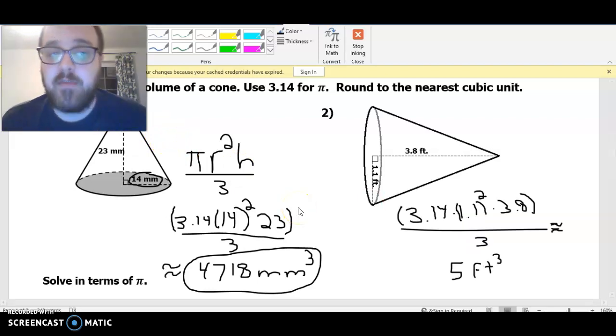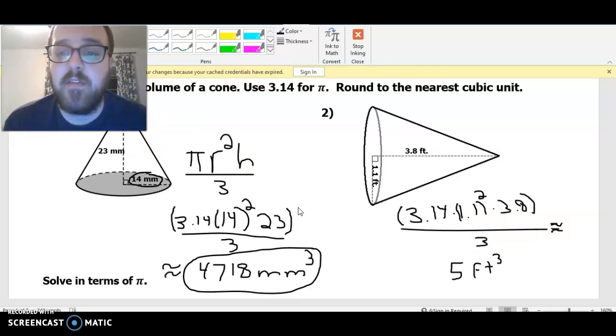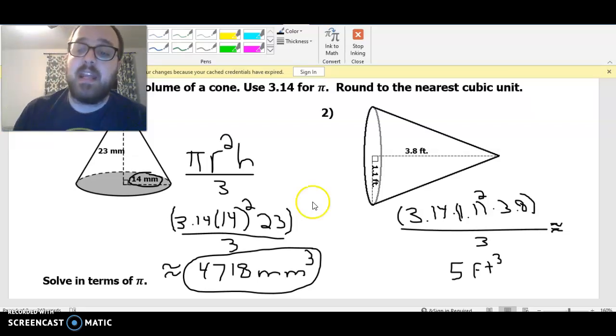All right, so a little time travel into the future. I actually went ahead and solved this one. Hopefully you did as well, so you can check your answer with me. I ended up getting an answer of around 5 feet cubed. Again, we're rounding to the nearest cubic unit, so that'd be 5 feet cubed.